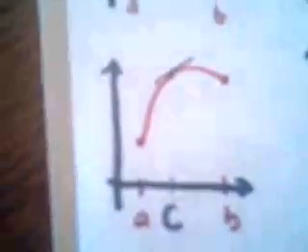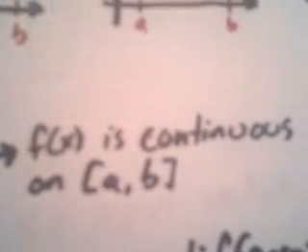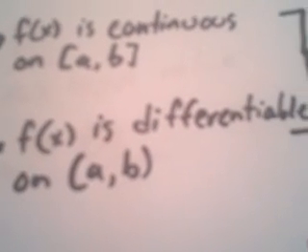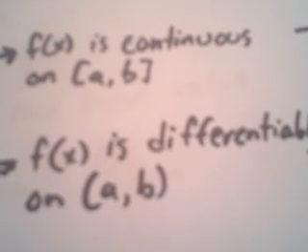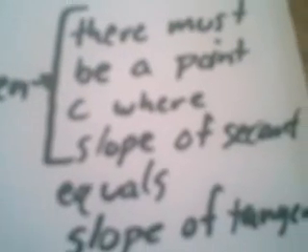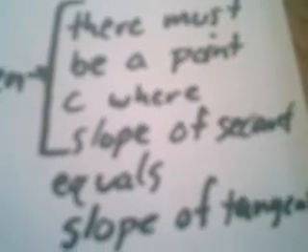So the mean value theorem says this. If a function is continuous on the closed interval from A to B, and if a function is differentiable on the open interval from A to B, meaning this will still apply even if it's not differentiable at the endpoints, then there must exist a c where the slope of the secant line equals the slope of the tangent line.